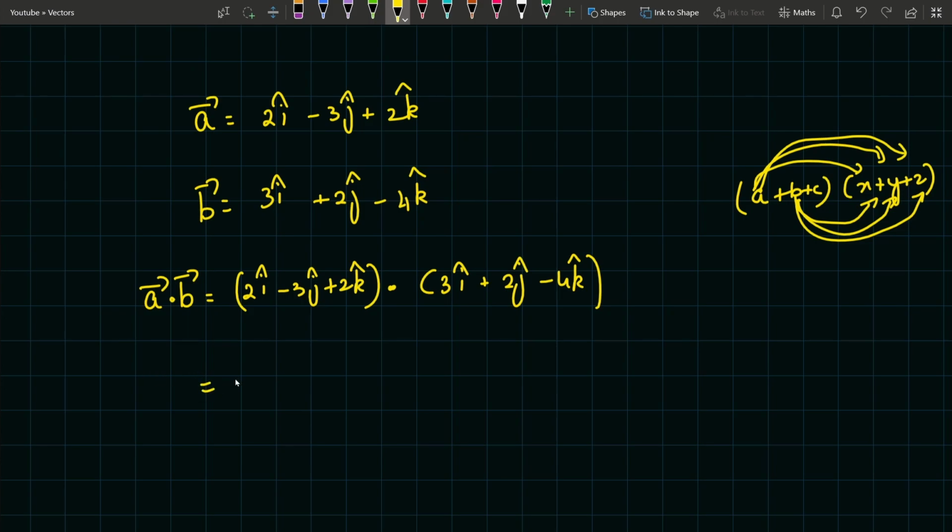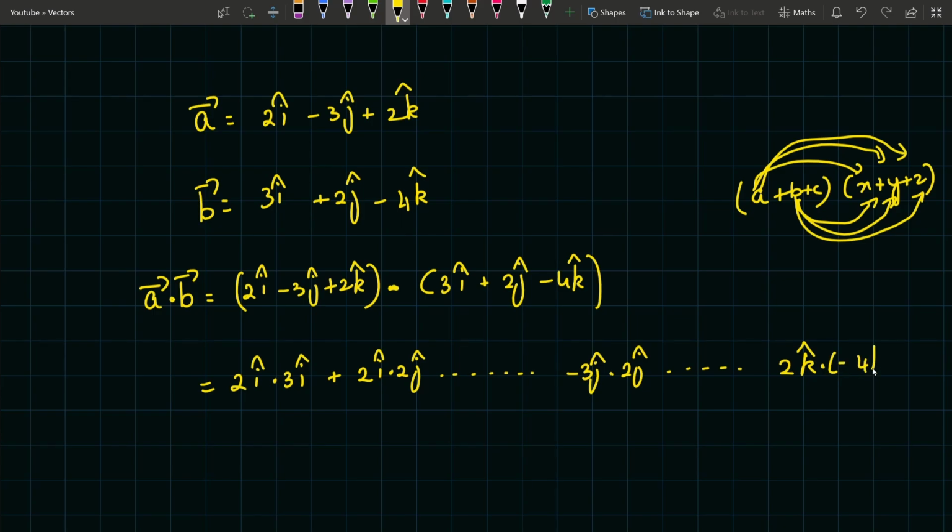If I do that, it will be 2 i cap dot, because since this is not normal multiplication, this is dot, okay, dot 3 i cap, and next plus 2 i cap dot 2 j cap, and then the remaining will be there. There will be 9 different products, and there will be minus 3 j cap dot 2 j cap as well, and the other products will be there. The last one will be 2 k cap dot minus 4 k cap.